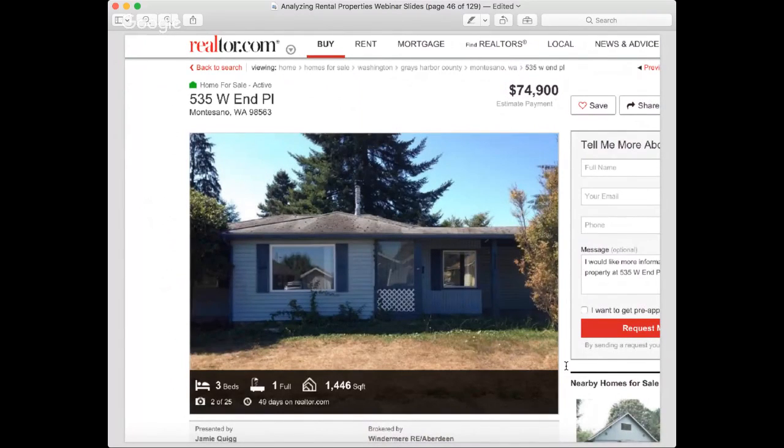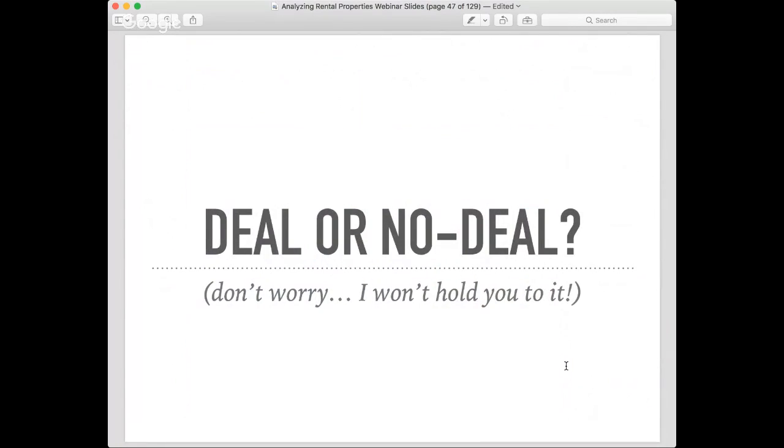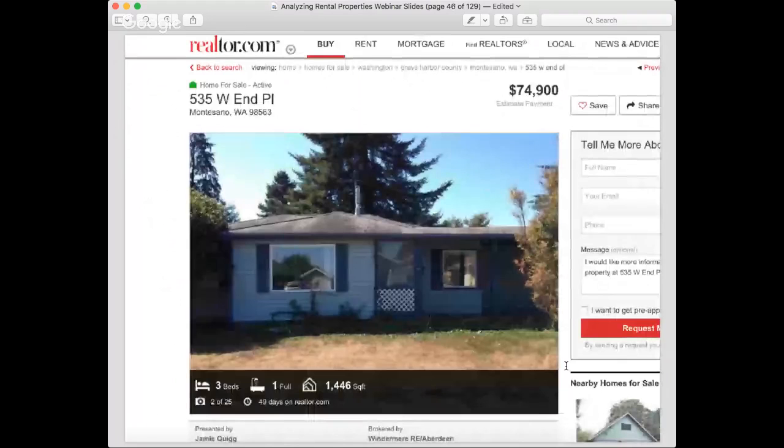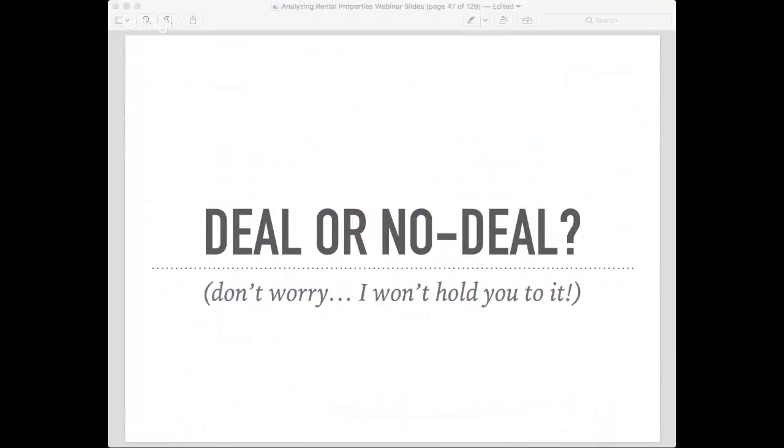Needs a little bit of work, I can see. I could go through the pictures if I wanted, I can even walk through the property, but we're going to make some assumptions here and do a quick analysis. So let's walk through this thing. I want to ask you guys, based on what you know now, they're asking $74,000 for this property, and it would probably rent for about $895 a month. Based on that, do you think it's a good deal or not a good deal?